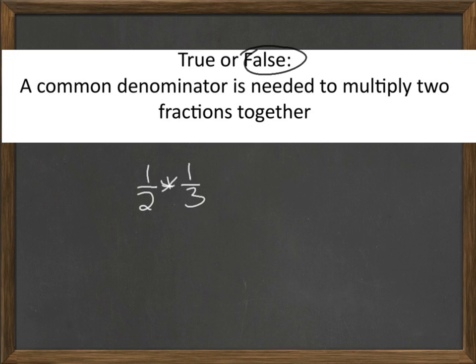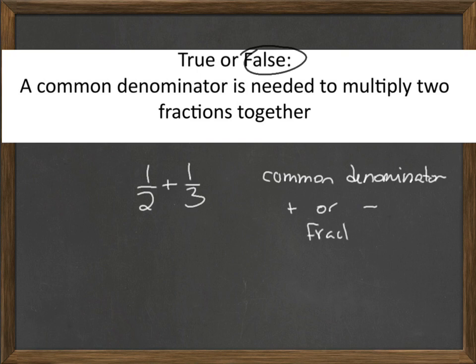So when do you need common denominators, because that's probably a thing that may be floating around your head somewhere, right? Well, it's not to multiply two fractions together. When do we need that? We actually need common denominators when we add or subtract fractions. So if you remember that concept, the common denominator comes in when we add or subtract fractions.